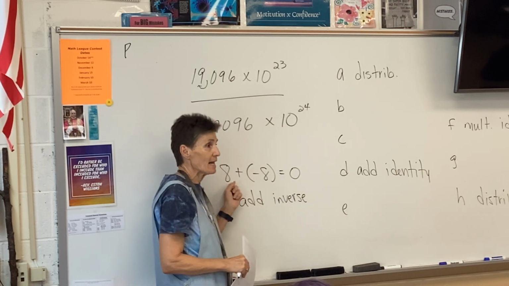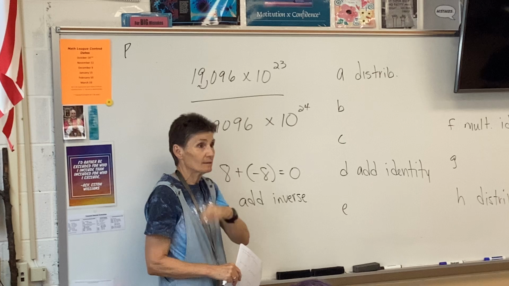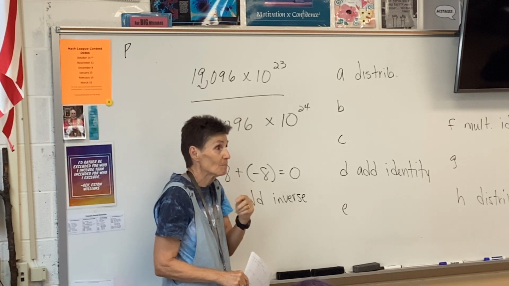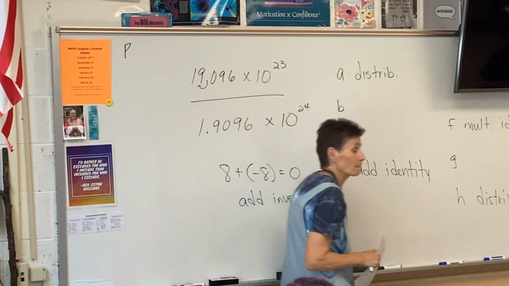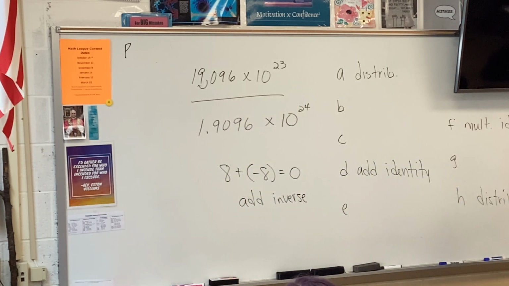Inverses cancel each other out. So if you add 8 and negative 8, you get 0. Isn't that from 5? Yeah, yep. Finding the additive inverse, yes.